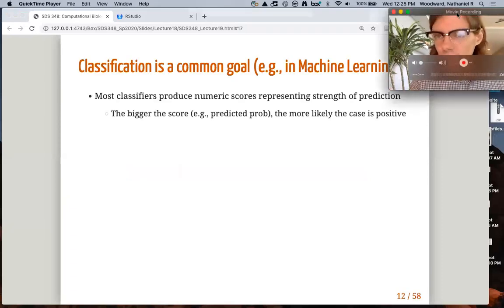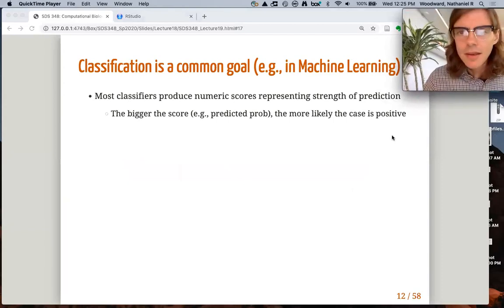Let me move out of the way a bit. So it's a common thing, right? You want to classify, and it doesn't always have to be binary. Maybe there are three or more categories, right? We'll talk about situations like that later, but it's best to just start slower and think about yes or no sort of binary classification.